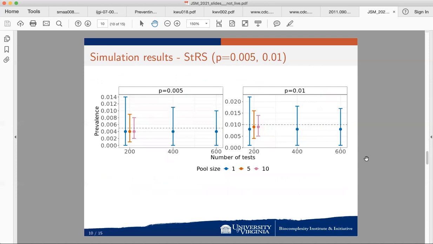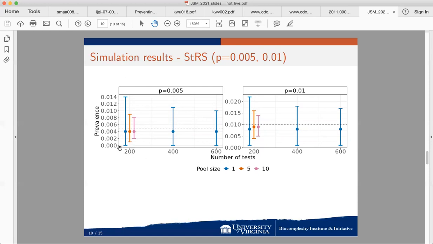And so here I'm presenting some results for the stratified random sampling case where the prevalences are 0.5% and 1%. So this is really the extreme low end of what the true prevalences could be. And we present the point estimates as well as the 95% shortest posterior intervals for each of these settings. And here we vary the number of tests from 200 to 400 to 600.